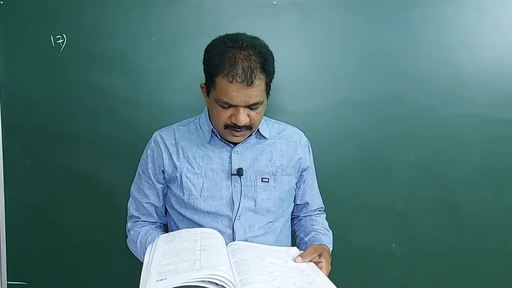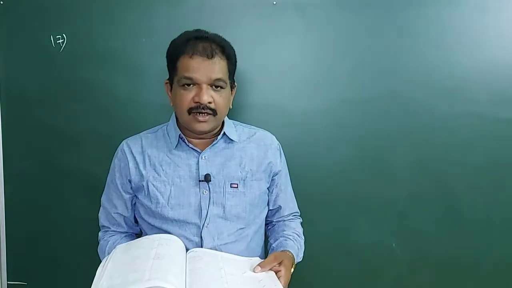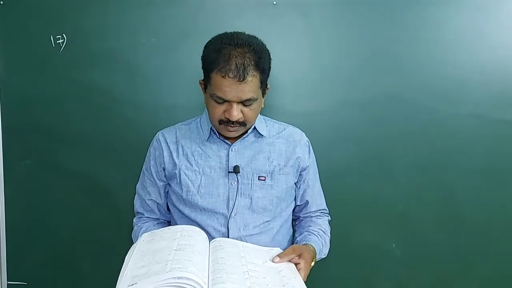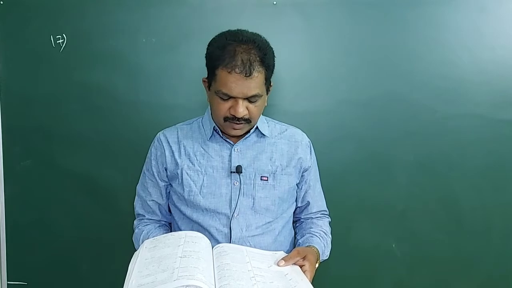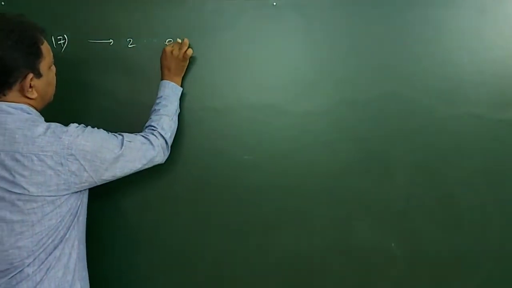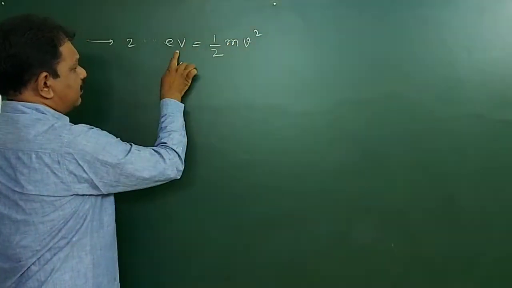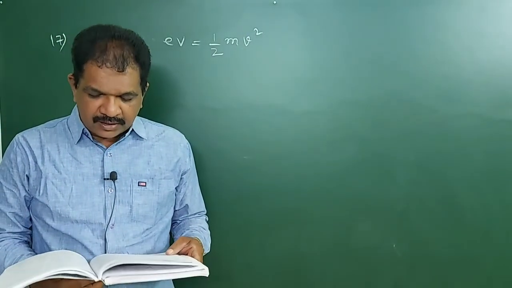What they are asking: in the Davisson-Germer experiment, the velocity of the electrons emitted from the electron gun can be increased by increasing the potential difference between anode and filament. So 17 will be the second option because eV is equal to half mv square. To increase the velocity, we have to increase the potential. So the second option will be correct.